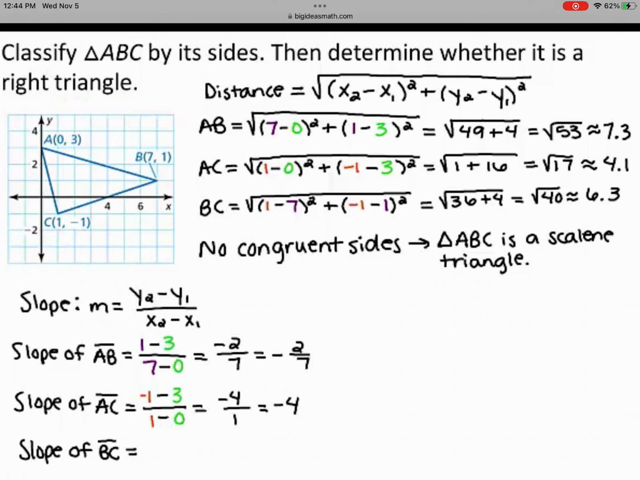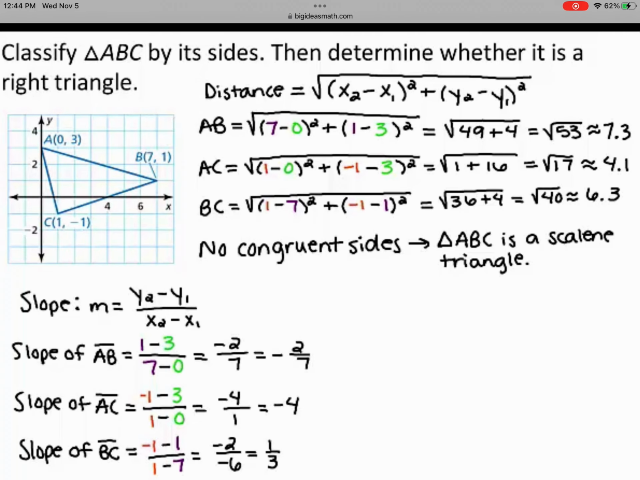To find the slope of side BC, let x1 equal 7, y1 equal 1, x2 equal 1, and y2 equal -1. You can substitute these values into the slope formula. When you simplify, -1 minus 1 gives you -2 in the numerator, and 1 minus 7 gives you -6 in the denominator. -2 divided by -6 gives you 1/3. So the slope of side BC equals 1/3.